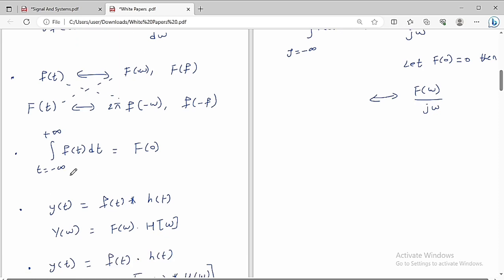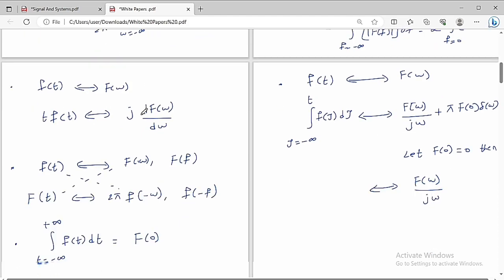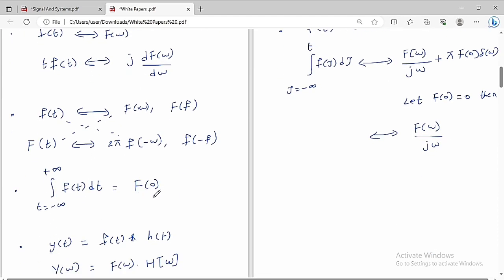Suppose you want to find the area under the f of t signal. Then use this formula. At omega equal to 0, the exponential value will become 1, so it becomes F of 0, and the remaining thing is the integration from t equal to minus infinity to plus infinity of f of t dt. So the area under f of t is nothing but capital F of 0. At omega equal to 0, find the value of the Fourier transform and substitute here, and we get the area under the f of t signal. So the integral of f of t dt from minus infinity to plus infinity is equal to F of 0.